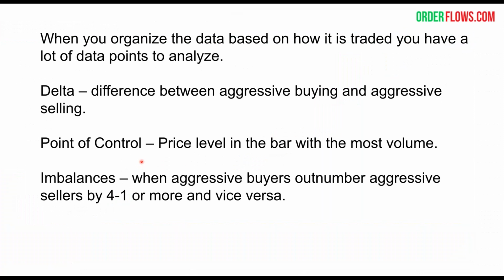So delta is the difference between aggressive buying and aggressive selling. Now, I know some people like to argue that a market went up because there are more buyers than sellers. Well, no, the market went up because there are more aggressive buyers than aggressive sellers, right? Because what is an aggressive buyer and aggressive seller?